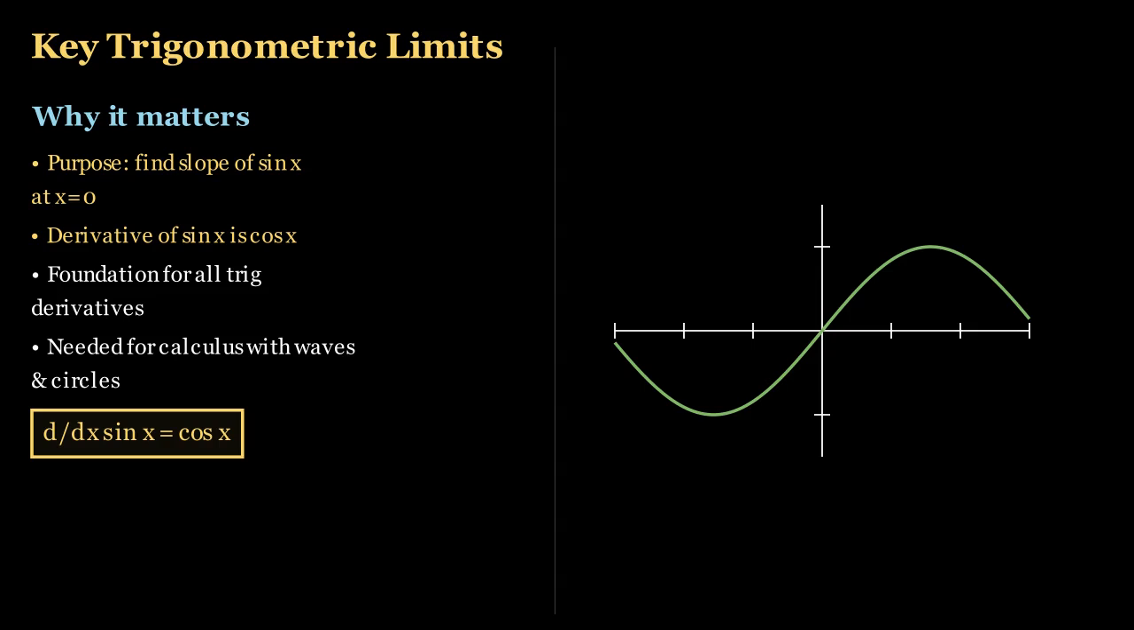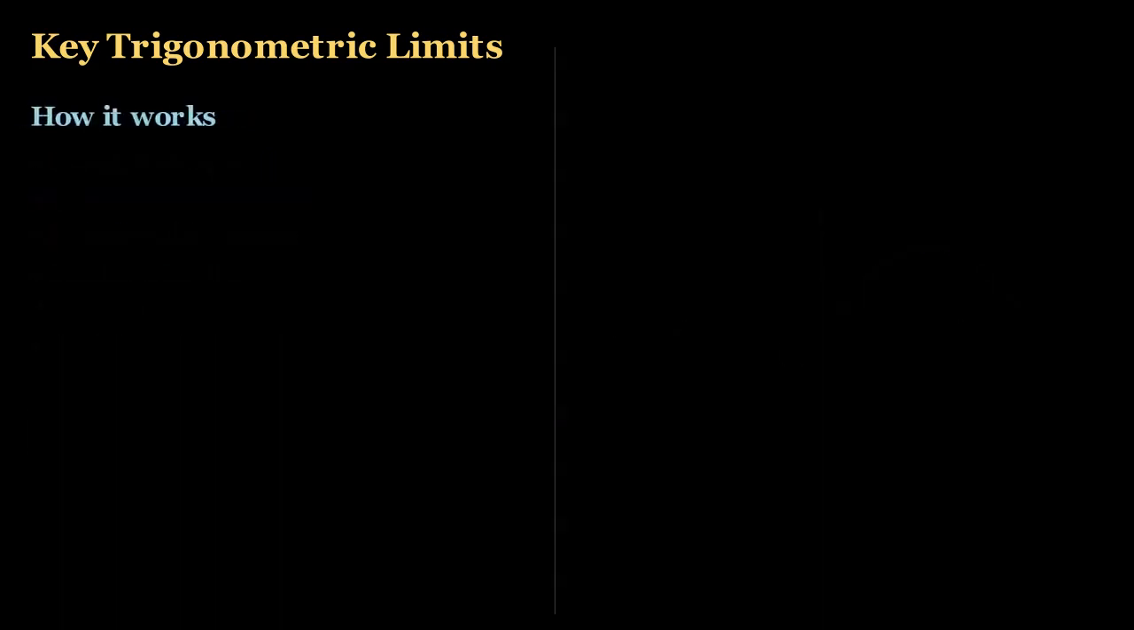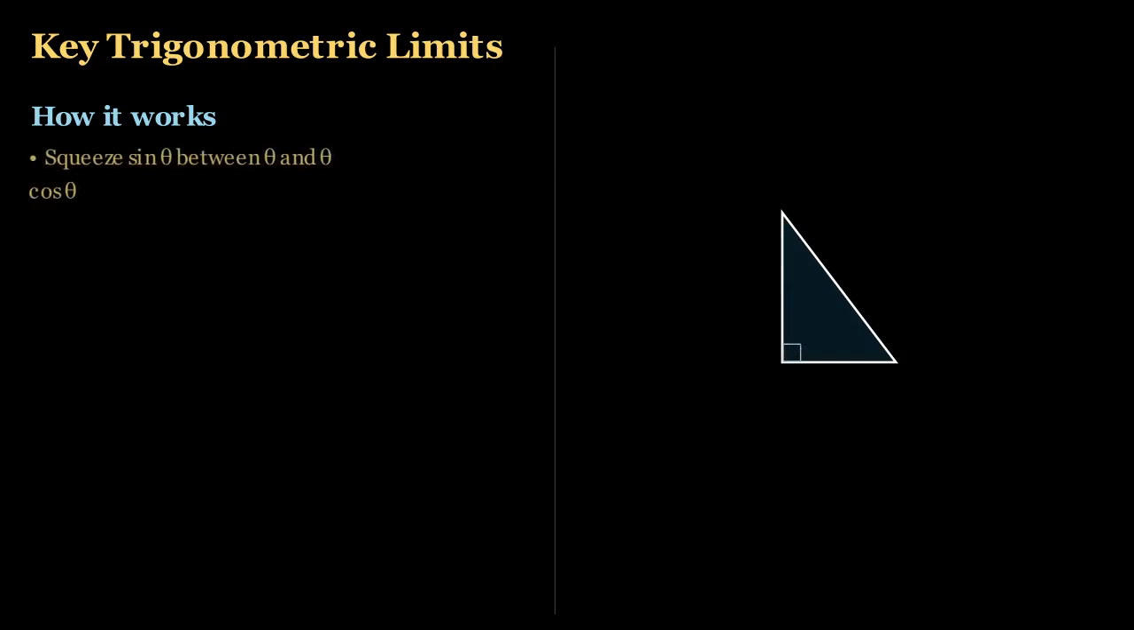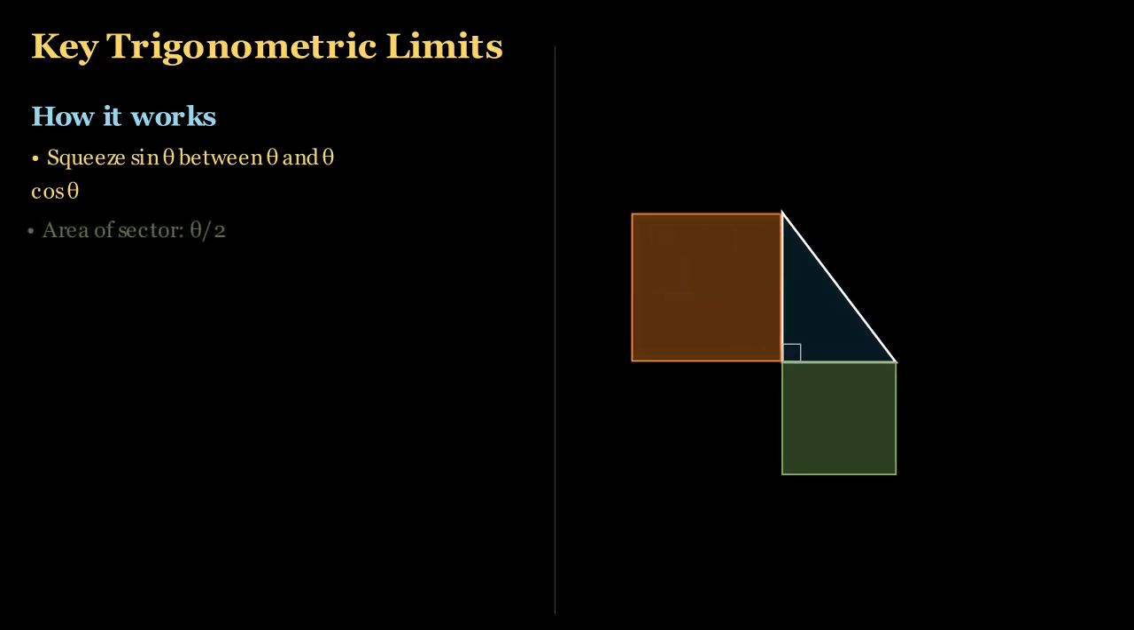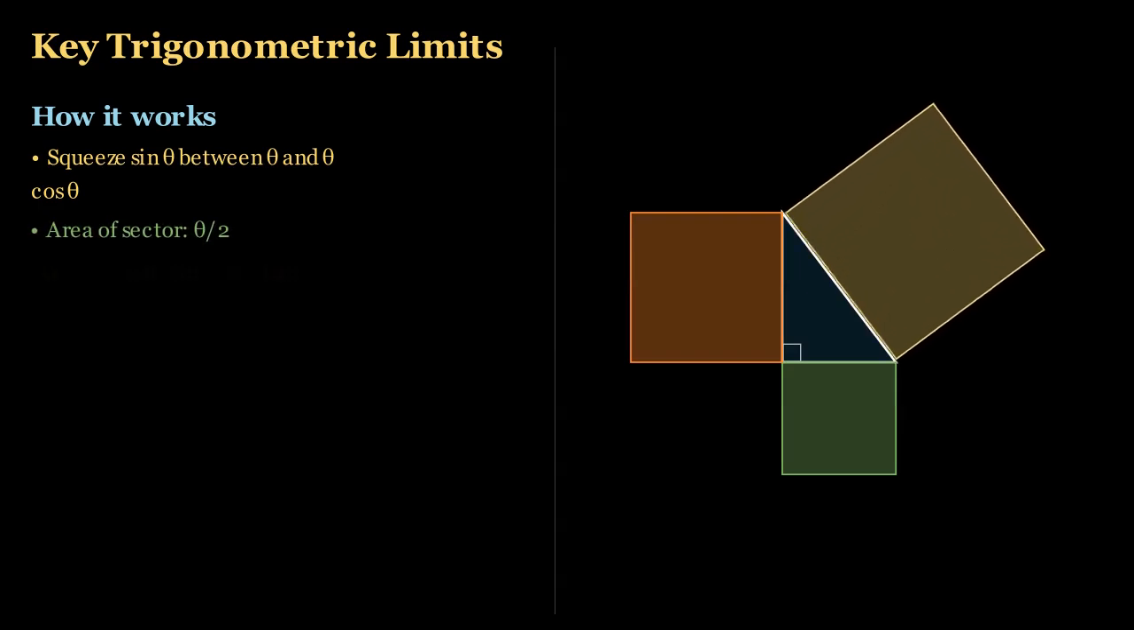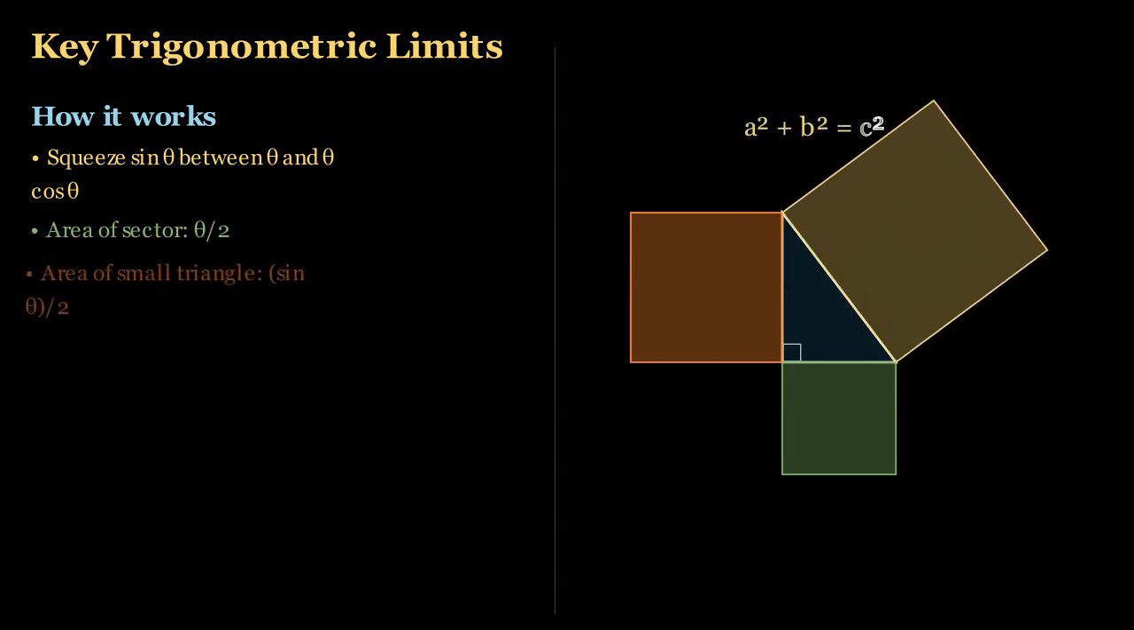Let's derive why sine theta over theta goes to 1. Look at the unit circle with a small angle theta. We can trap the area of the pie slice sector between the areas of two triangles. The inner triangle has area half of sine theta. The sector area is half of theta because in radians the arc length is exactly theta. The outer triangle has area half of tangent theta. So we have half sine theta less than half theta less than half tangent theta.